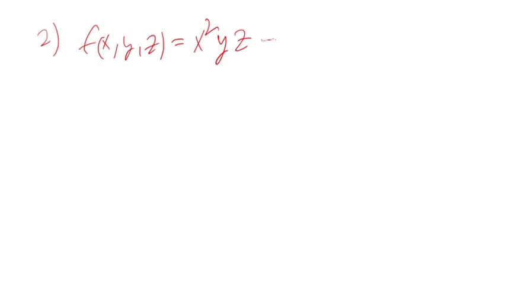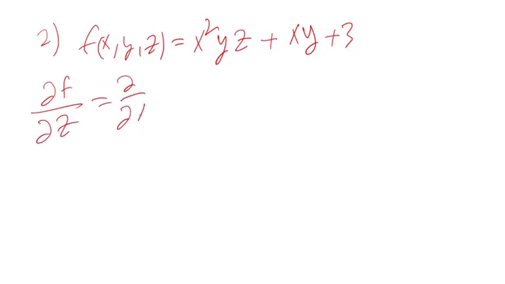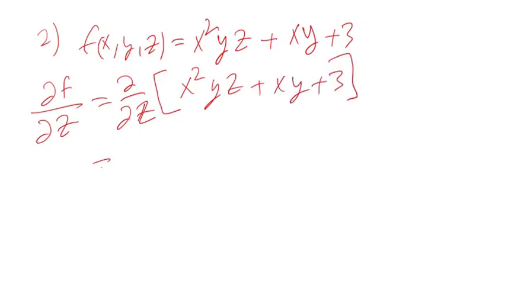So let's take a second example. F of x, y, z is equal to x squared times y times z plus x times y plus 3. And we want to take the partial derivative of f with respect to z this time. So I can just write the entire function here, z plus xy plus 3. Then I will apply that operator to each term.